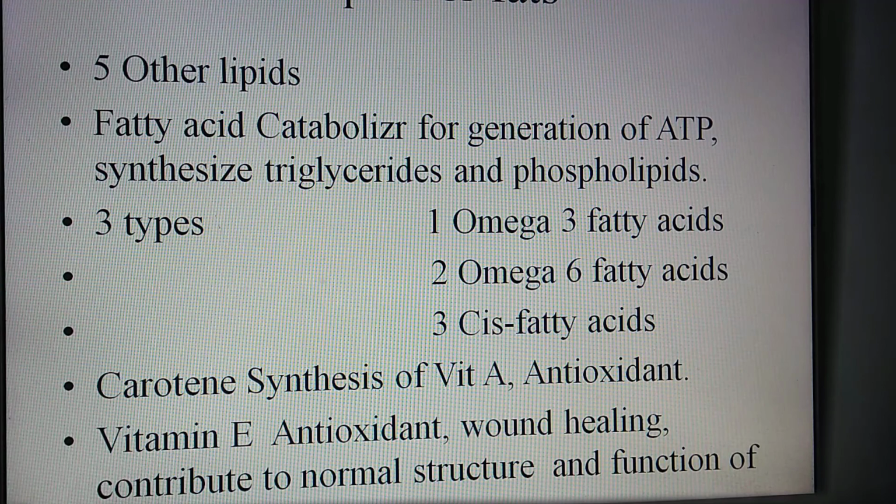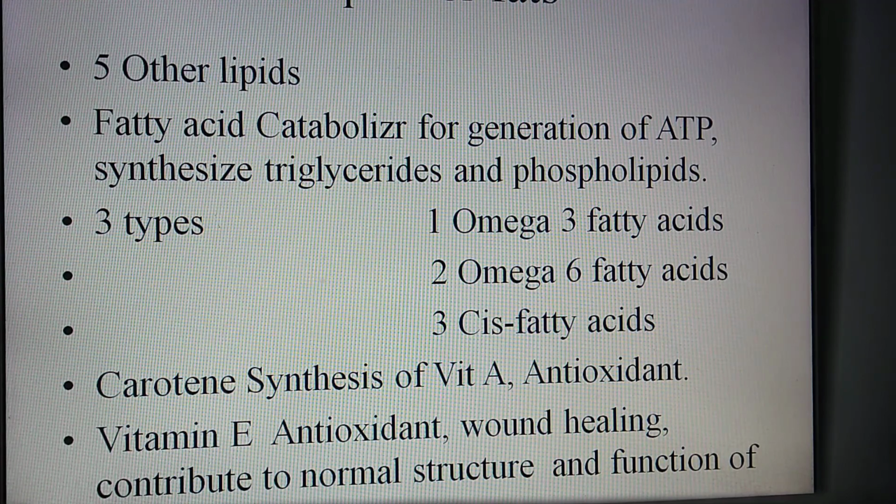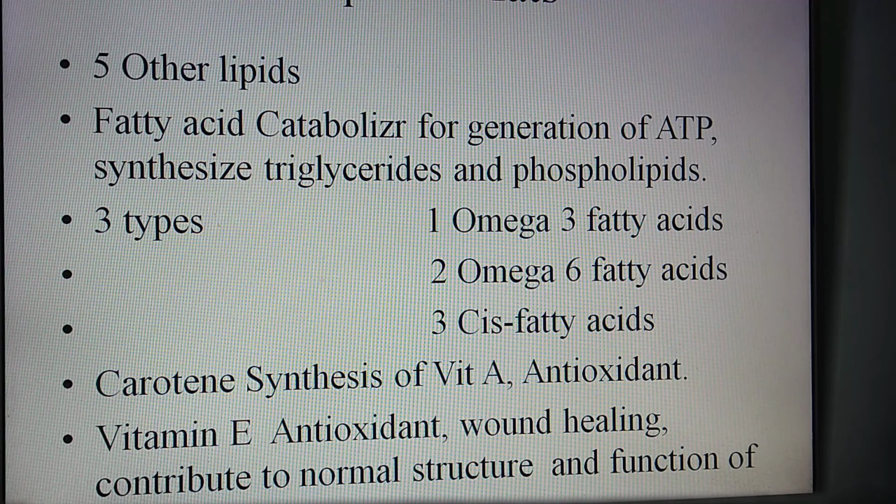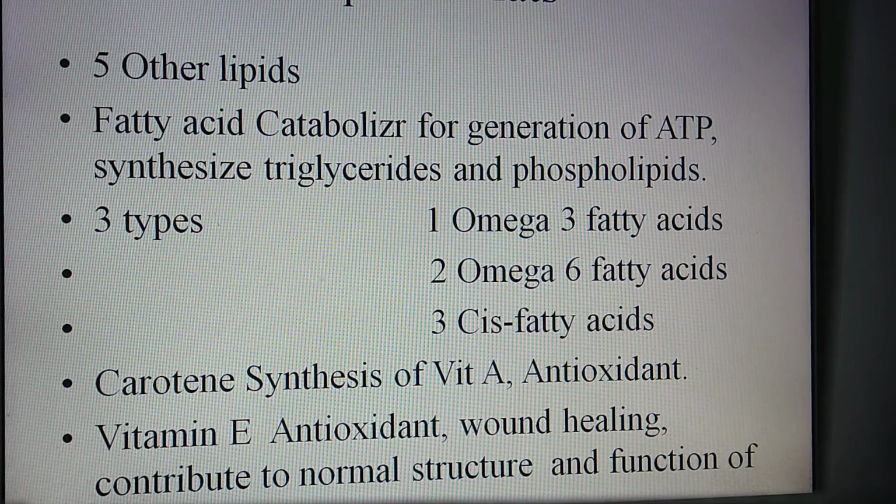Then carotene. The function of carotene is synthesis of vitamin A, and it is an antioxidant. Vitamin E is also an antioxidant, participates in wound healing, and contributes to the normal structure and functions of the immune system.